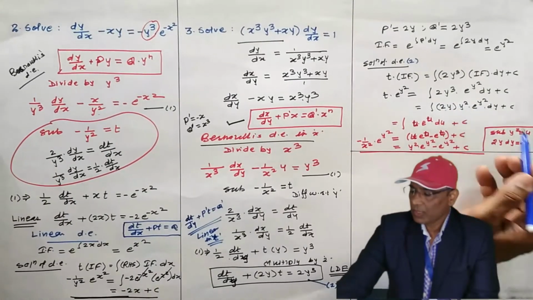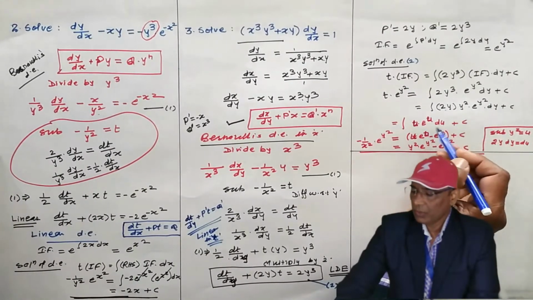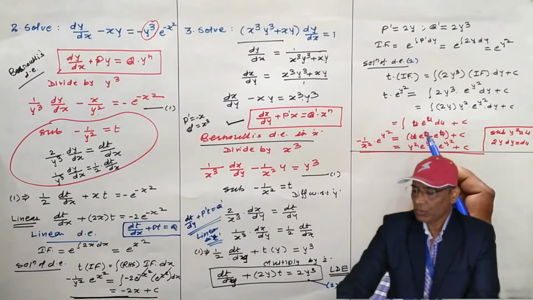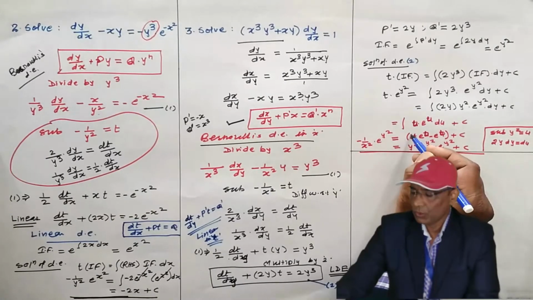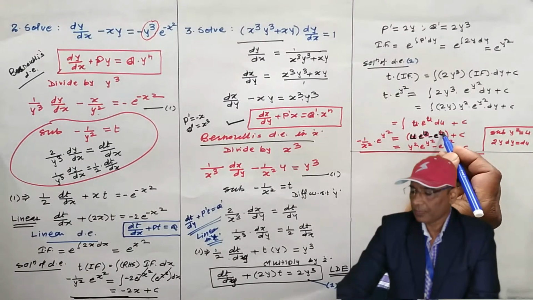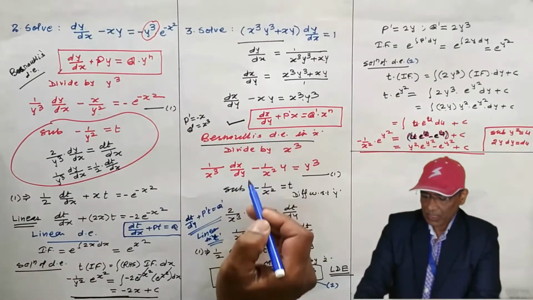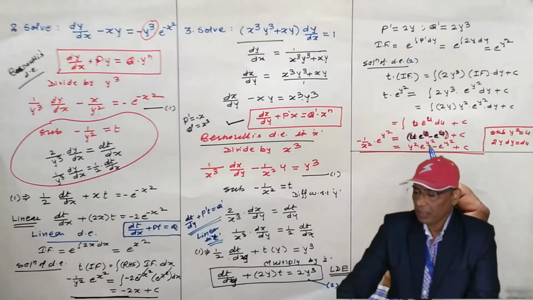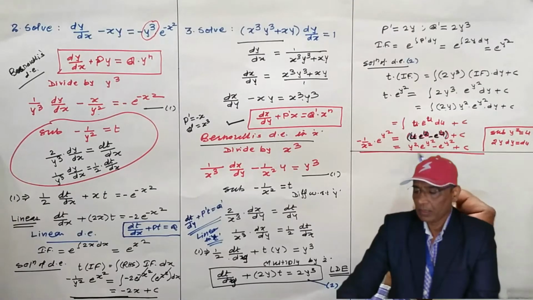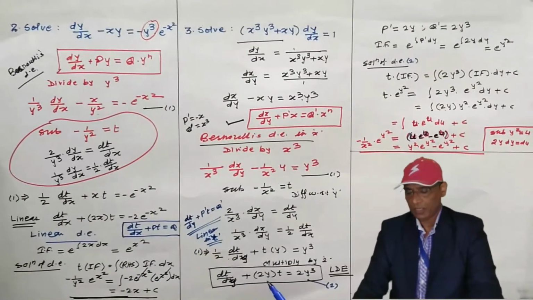Then substitute y square equal to u, 2y dy equal to du. This is u, this is u. Now integration of u e to the power u is what? U e to the power u minus e to the power u, using integration by parts. And t is minus 1 by x square, that is clear, I have substituted. Then finally put the value of u. U is y square. This is the solution to this differential equation. These two are the same.